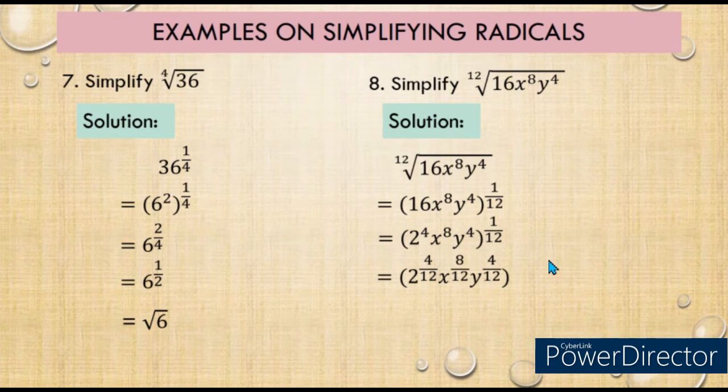Okay, so next, simplify po natin yung exponent. So we have 2 raised to 1/3, x raised to 2/3, y raised to 1/3. Okay, so if we're going to write the exponential form in radical form, then our answer would be cube root of 2x squared y. So that is the simplified form of the 12th root of 16x raised to 8, y raised to 4.